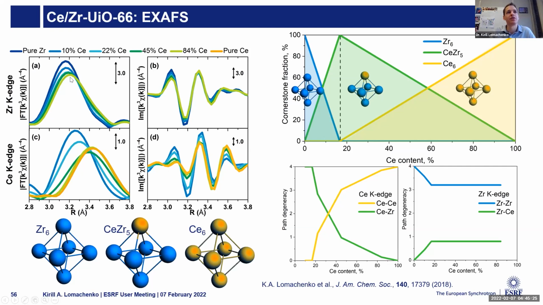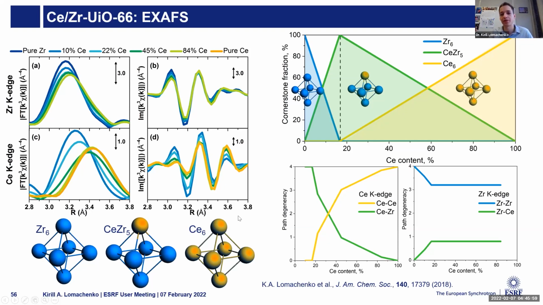But in principle, the spectra should not change much. And that is exactly what we see here. You see that we have the highest intensity for pure zirconium, it is lower for cerium 10, even lower for cerium 22, but then between cerium 22, cerium 45, and cerium 84, it does not change that much. So the changes are very, very small. So at two edges, this confirms qualitatively our hypothesis of the coexistence of just these three main phases.